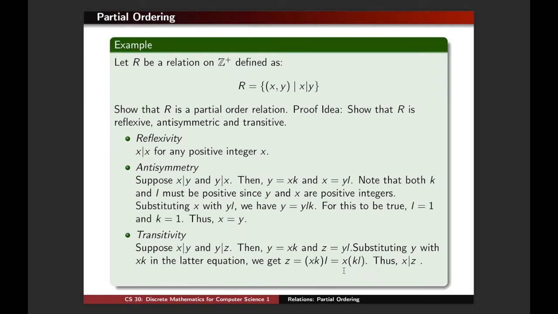So now we have Z expressed in terms of X times this. K is an integer, L is an integer, and integers are closed under the multiplication operation, and therefore this will result in one integer, and this shows that X divides Z. Okay, so now that we are able to show that R is a partial order relation, we can say that collectively the set of positive integers with the divides relation is a poset.